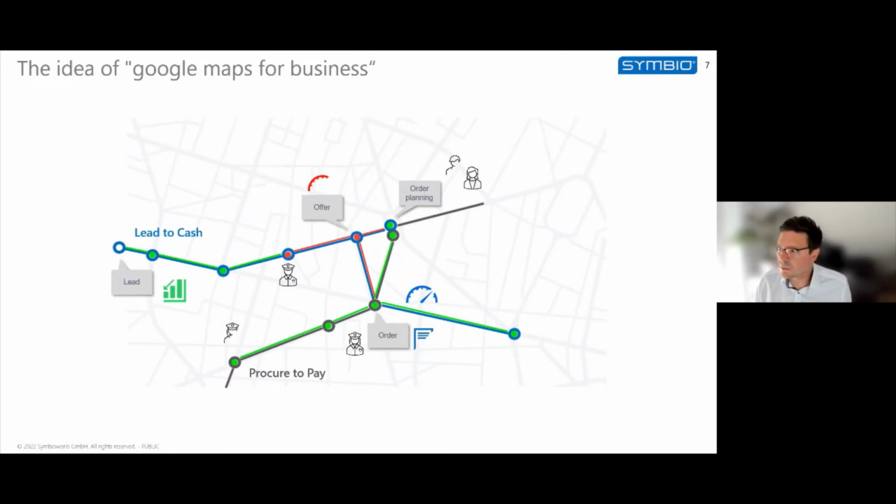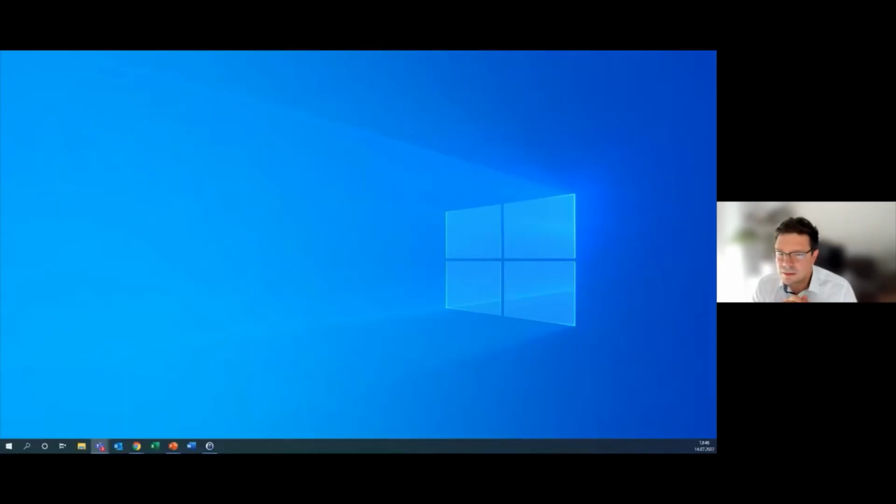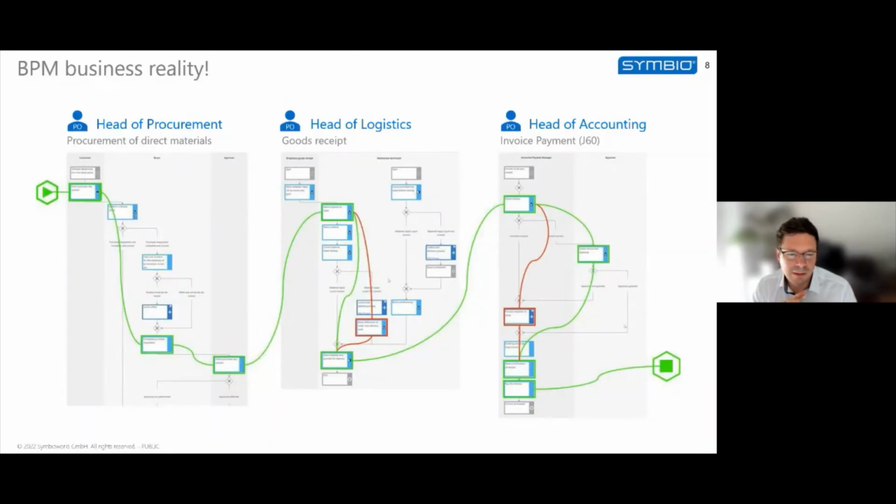So when you see the next slide, you see what we normally see in process mining: the process goes through the complete company. That is an end-to-end process from left to right, what you normally see when you do an analysis.